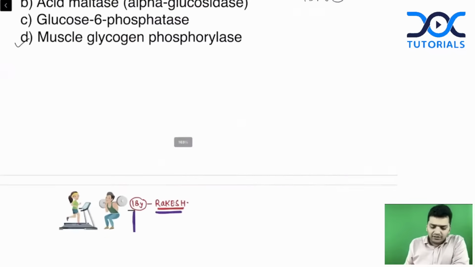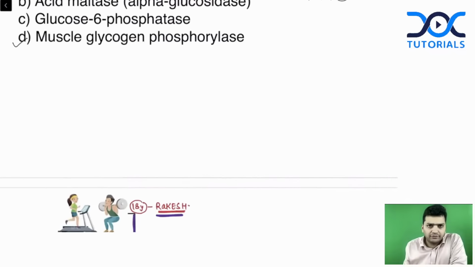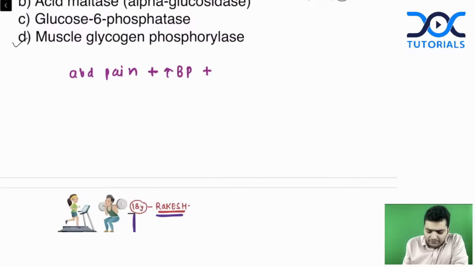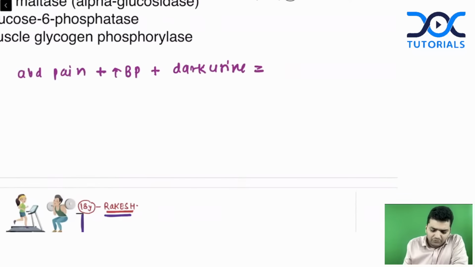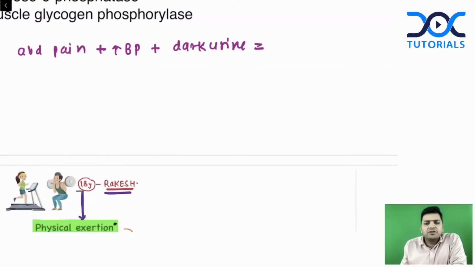Now let's answer a few more questions on dark urine. If I say there is a patient, he's having abdominal pain. Now you will answer, Chandan, Anuj. Abdominal pain is there, there's increase in the blood pressure, and the patient is having dark urine. Can you tell me what is the answer? Severe abdominal pain. Yes, it is going to be acute intermittent porphyria. We have discussed it in the heme metabolism.